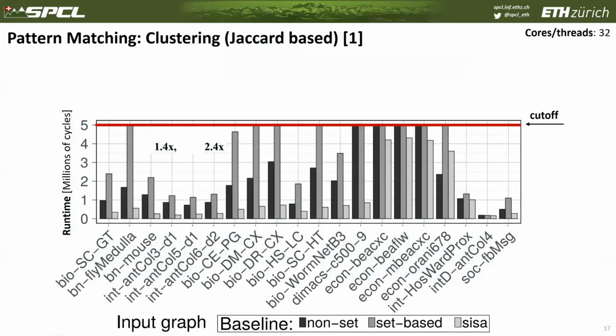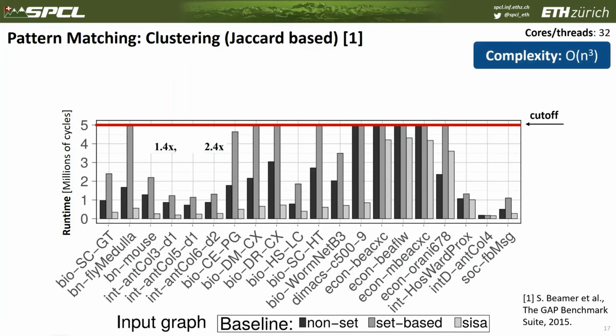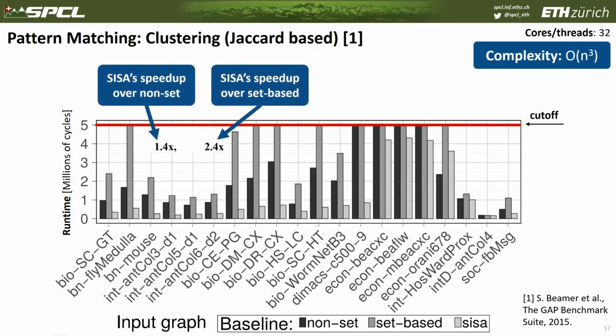In pattern matching, we first pick the clustering scheme, which is using the Jaccard-based coefficients, and on the x-axis of this plot, we can see different graph datasets. On the y-axis, we can see runtime in millions of cycles, and bars of different colors correspond to different baselines. So here we have, again, the non-set variant, the set-based, and the SISA. We compare the non-set implementation coming from a highly optimized GAP benchmark suite. The complexity of this clustering scheme is O(n^3). And here we also plot the overall summarized SISA speedups over the non-set variant and the set-based variant.